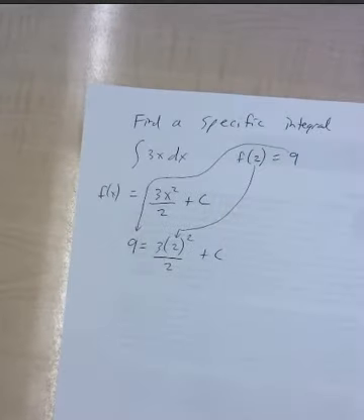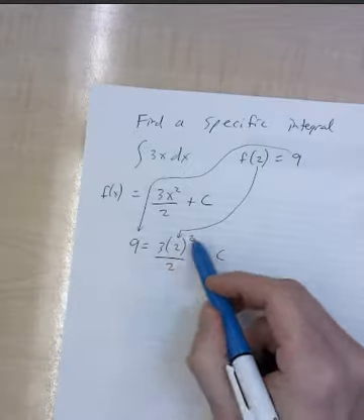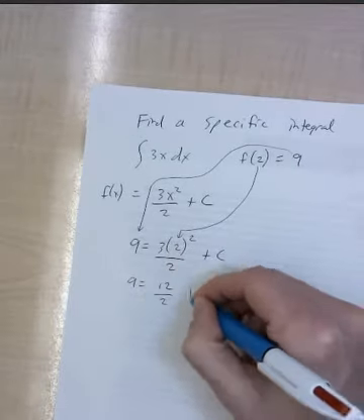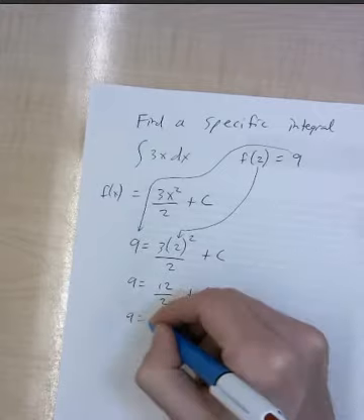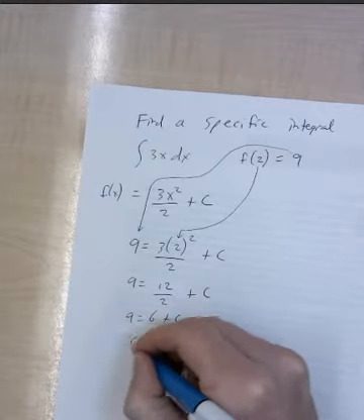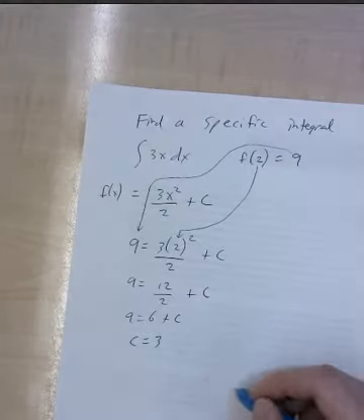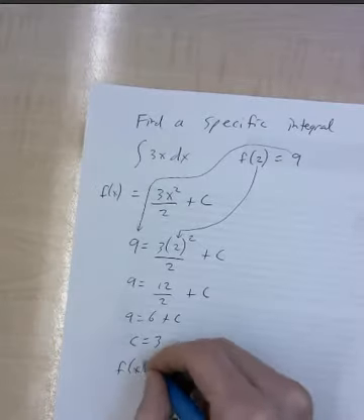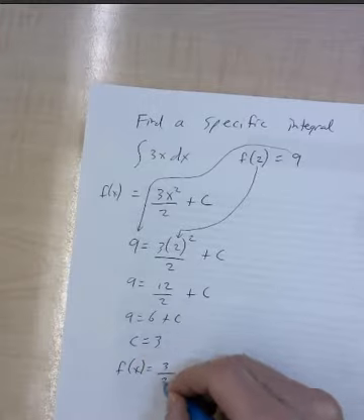So 2 squared, of course, is 4. So we have 9 equals 12 over 2 plus c. 9 equals 6 plus c. C must equal 3. So then our final and complete specific answer is f of x equals 3 halves x squared plus 3.